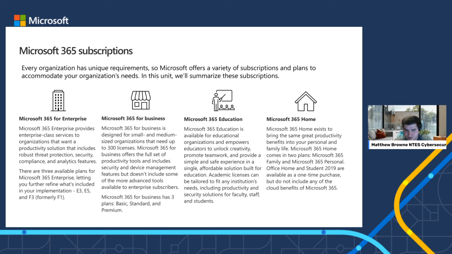The 365 for enterprise, business, education, and home are separate subscriptions. So in an enterprise environment, you might have an E3, an E5, an F3, formerly F1. In education, you'll have 365 for business. They'll have three basic plans, a standard and a premium. For education, a lot of that's handled through volume licensing, which is now being changed up again. They're getting rid of it. So education licensing is free or heavily discounted, depending on the organization. And then, of course, you can have Microsoft 365 Home, but most people in schools or colleges are entitled to a free version of Microsoft Office if your school or college is a Microsoft partner.